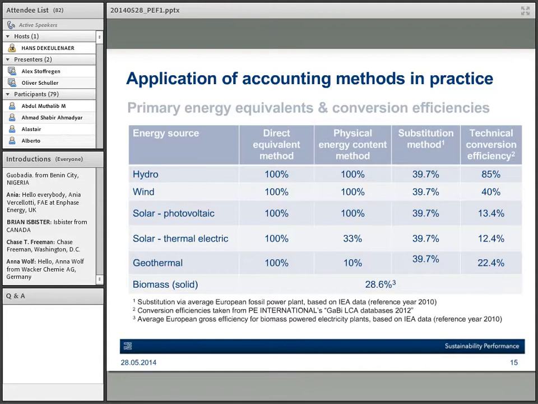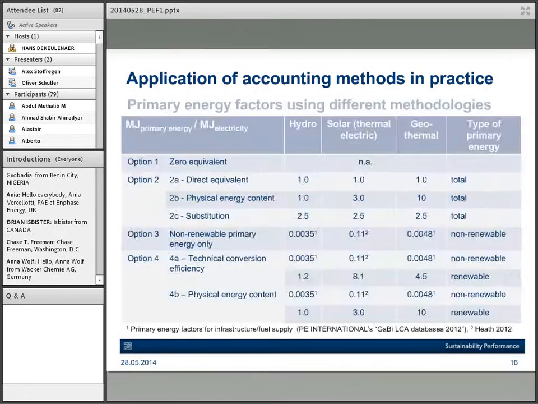For biomass, of course, for all methods, I have the same conversion efficiency because it's done like for a normal fossil power plant. If I convert this to primary energy factors then, which is more or less the reciprocal of the conversion efficiencies, I see for option 2, which is basically the energy statistics with the different methods, how different it can be. So how much primary energy I account for a megajoule of electricity or heat produced. Or in this case, it's only electricity.